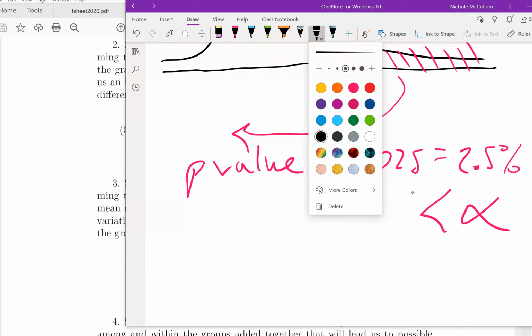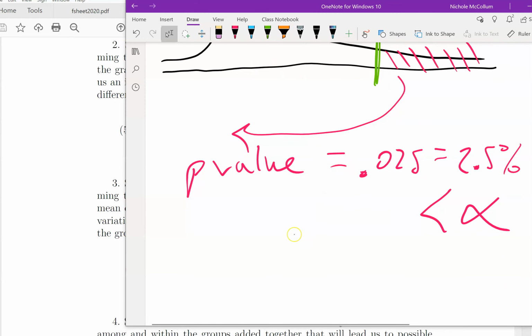So my bottom line summary is I do reject, all right? That's my bottom line answer. I do reject, and I have evidence to support that one of these averages is different. One of these groups clearly has a different average than the rest. Which one is it? We'd have to do the Tukey-Kramer to figure it out, all right? But right now, I know one of these averages is different.